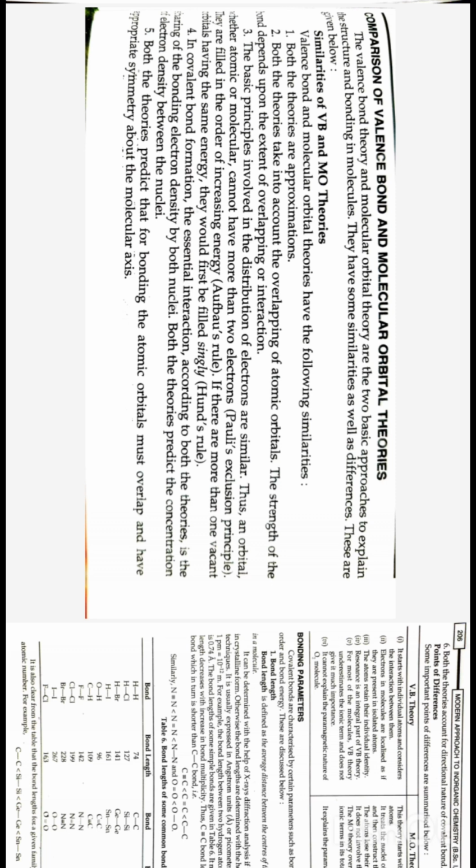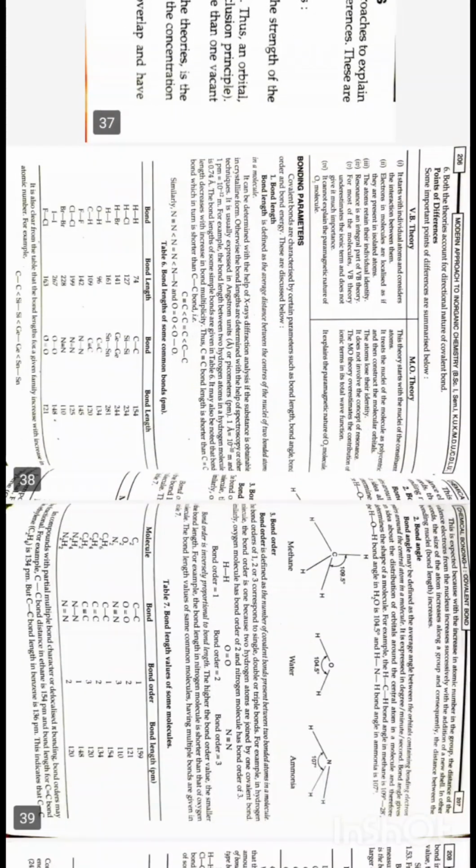Fourth, in covalent bond formation, the essential interaction, according to both the theories, is the sharing of bonding electron density by both nuclei. Both the theories predict the concentration of electron density between the nuclei. Fifth, both the theories predict that for bonding the atomic orbitals must overlap and have appropriate symmetry about the molecular axis. Both the theories account for the directional nature of covalent bond.